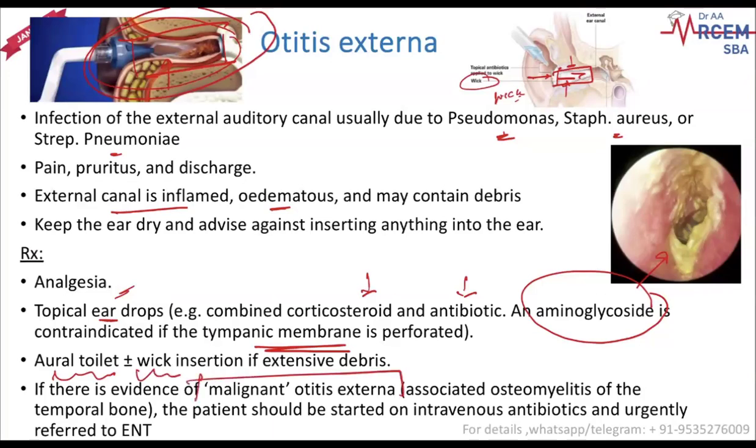What is malignant otitis externa? The name suggests malignant, but it is not a malignancy. Whenever there is an infection by Pseudomonas, it can cause osteomyelitis of the temporal bone. The temporal bone is just adjacent to the external auditory canal, so it can cause infection of this temporal bone, known as osteomyelitis. This is known as malignant otitis externa. If you're suspecting malignant otitis externa, make sure these patients are admitted and you start them on IV antibiotics.